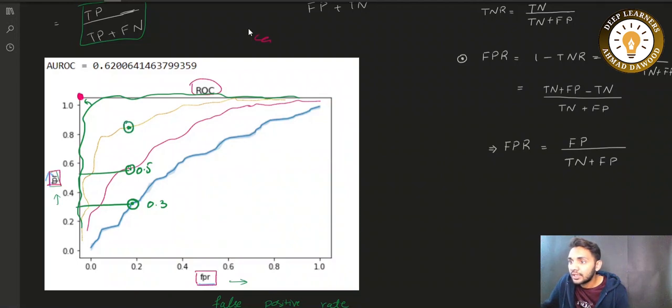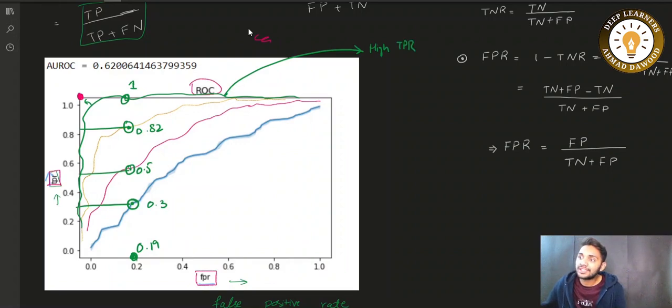At the same point, the golden curve has 0.82 true positive rate. And at the same point, this green one has approximately 1. Here the false positive rate for all the curves is the same, about 0.19. So against the same false positive rate, which curve is giving the highest true positive rate? This green one is giving you the highest true positive rate.